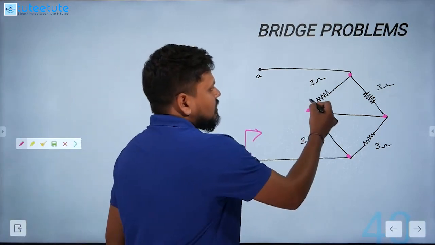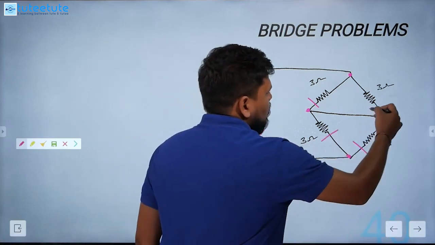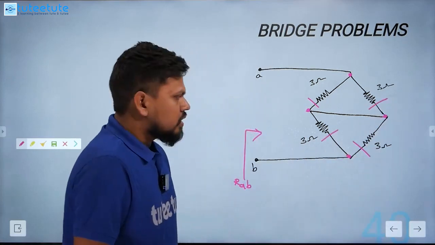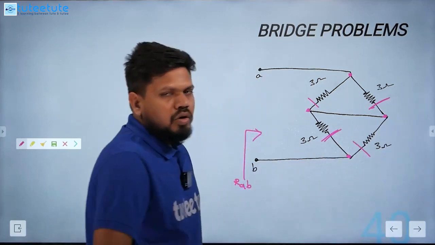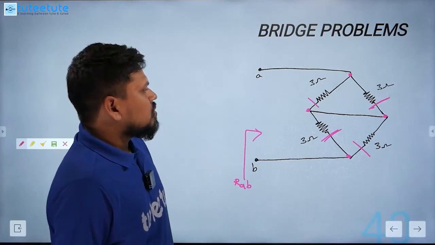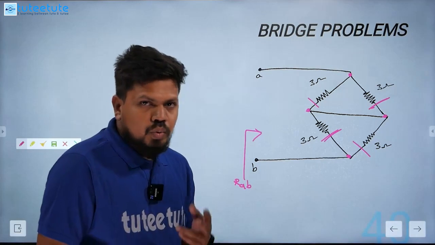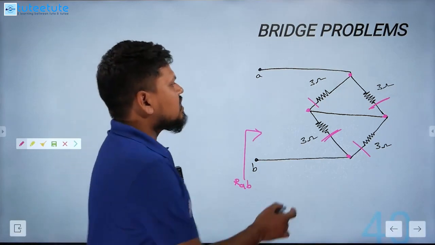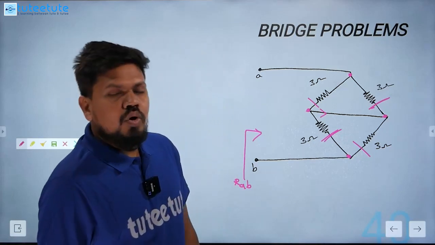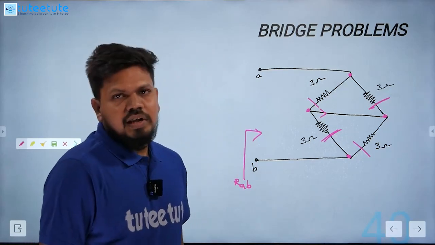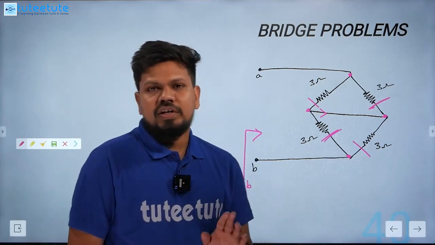That means 3 into 3, that is 9, equal to 3 into 3. 9 equal to 9, we know already. So that means the bridge got balanced. Once the bridge got balanced, what is the current going inside? We can take that as 0. No current can flow into the middle element once the bridge is balanced.